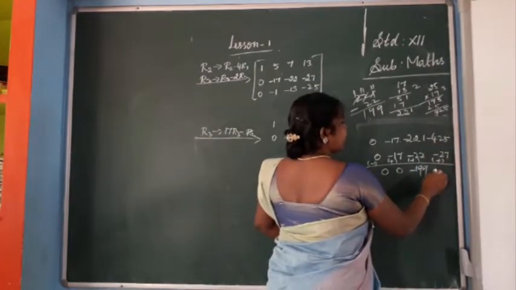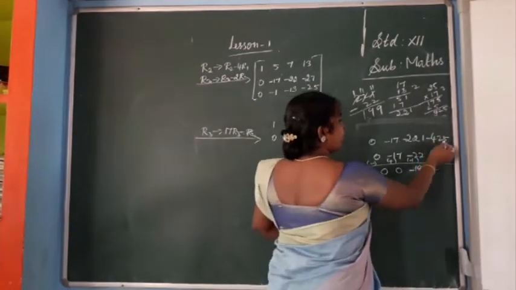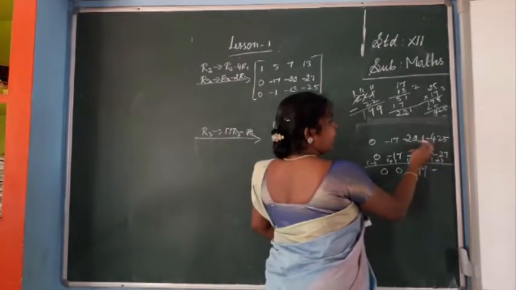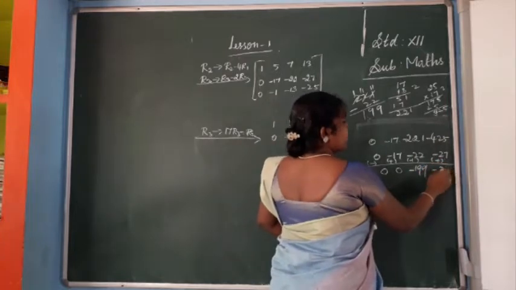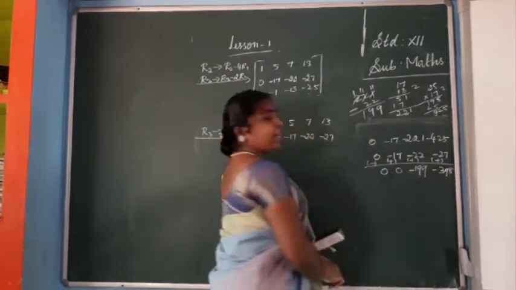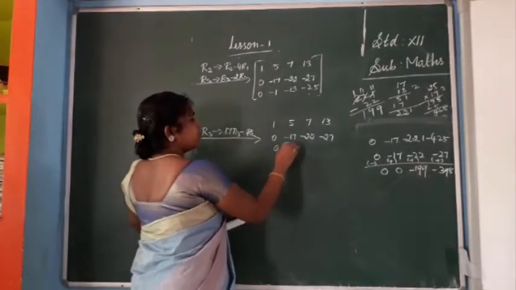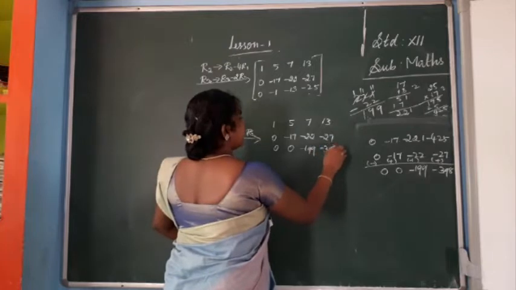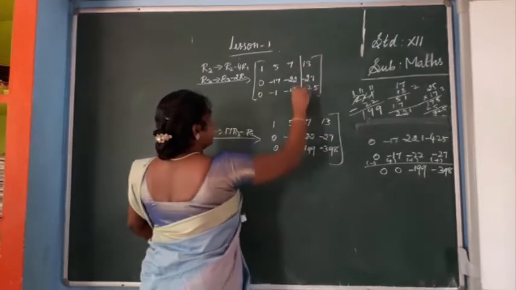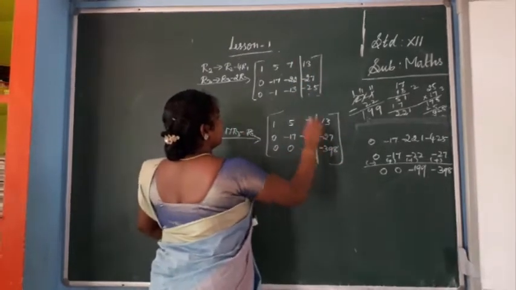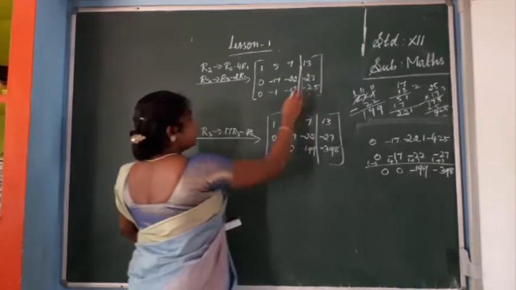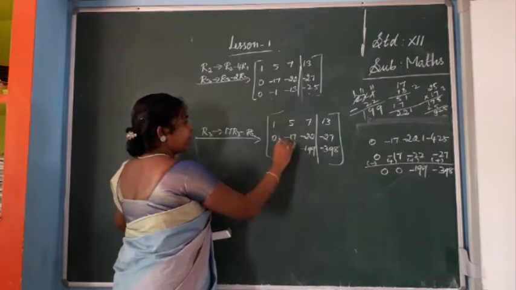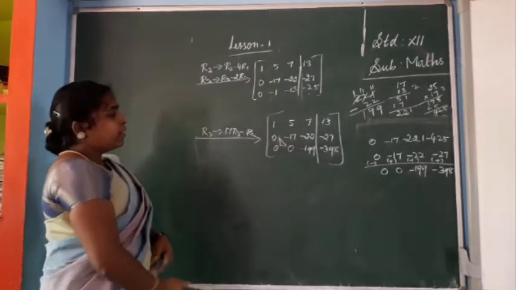Next, minus 425 minus 27. So this is negative, greater is negative. So minus 425 minus 27, what do you get? 452. Then from 400 you reduce 2, so 398, minus 398. So 0 0 minus 199 minus 398. Now you see this is echelon form, isn't it? Triangular form, echelon form or triangular form.